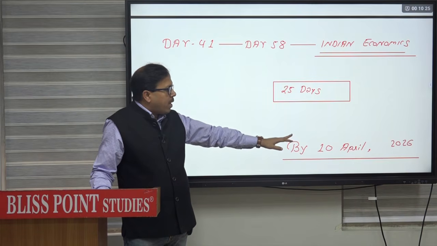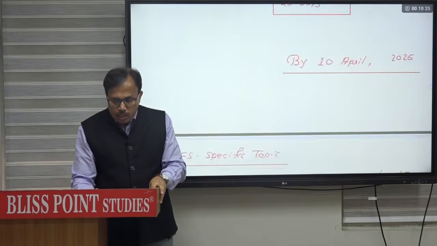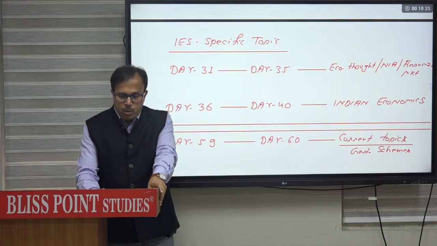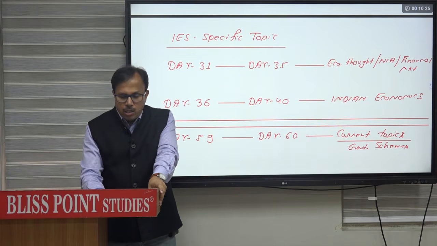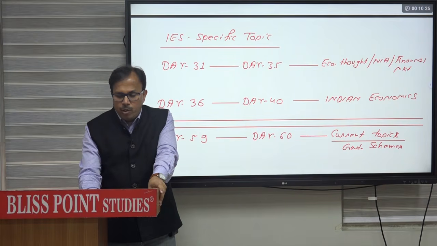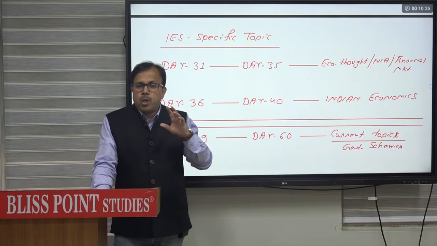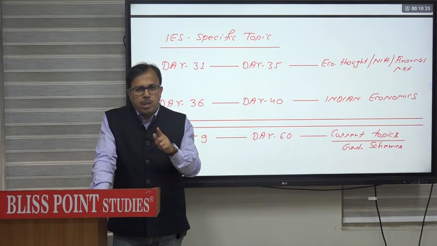So by 10th of April your Indian economy part should also be over. Now come to the fourth and last section of the Indian Economic Service paper, that is the last set of 10 days, 31 to 35. This will be mainly for financial market, national income and some specific topics of the Indian economy, like they have mentioned labor, inflation, urbanization and migration.